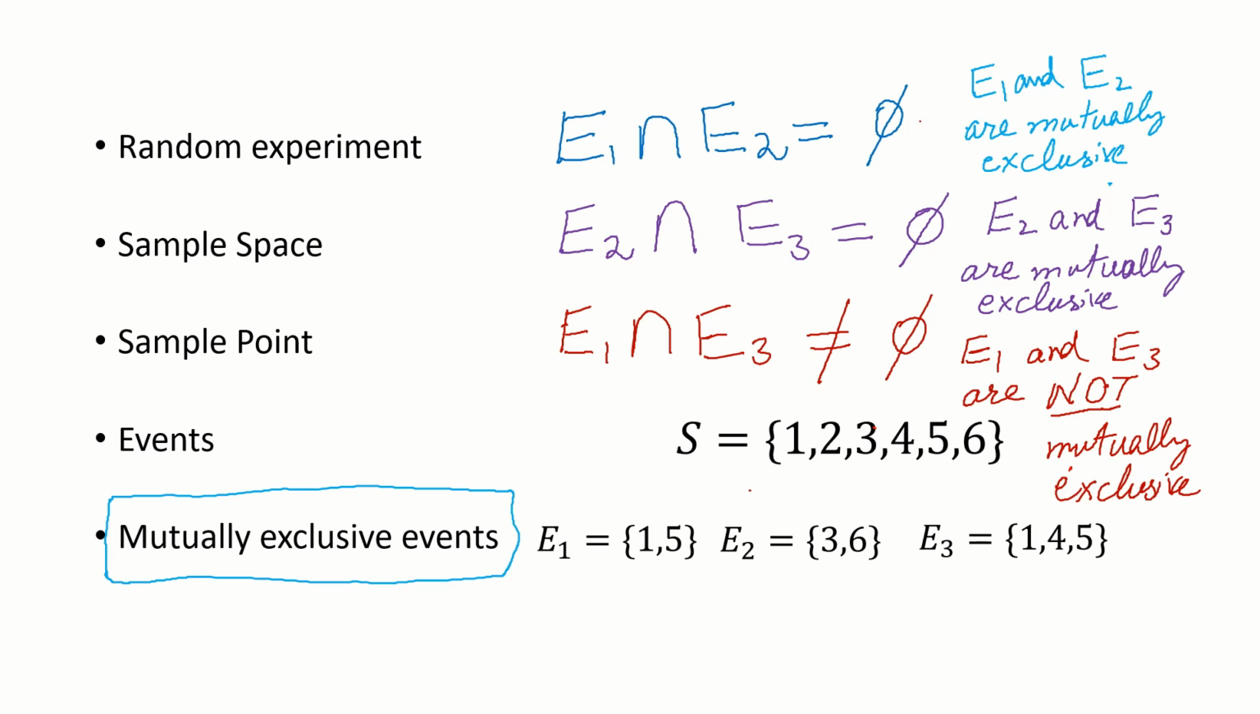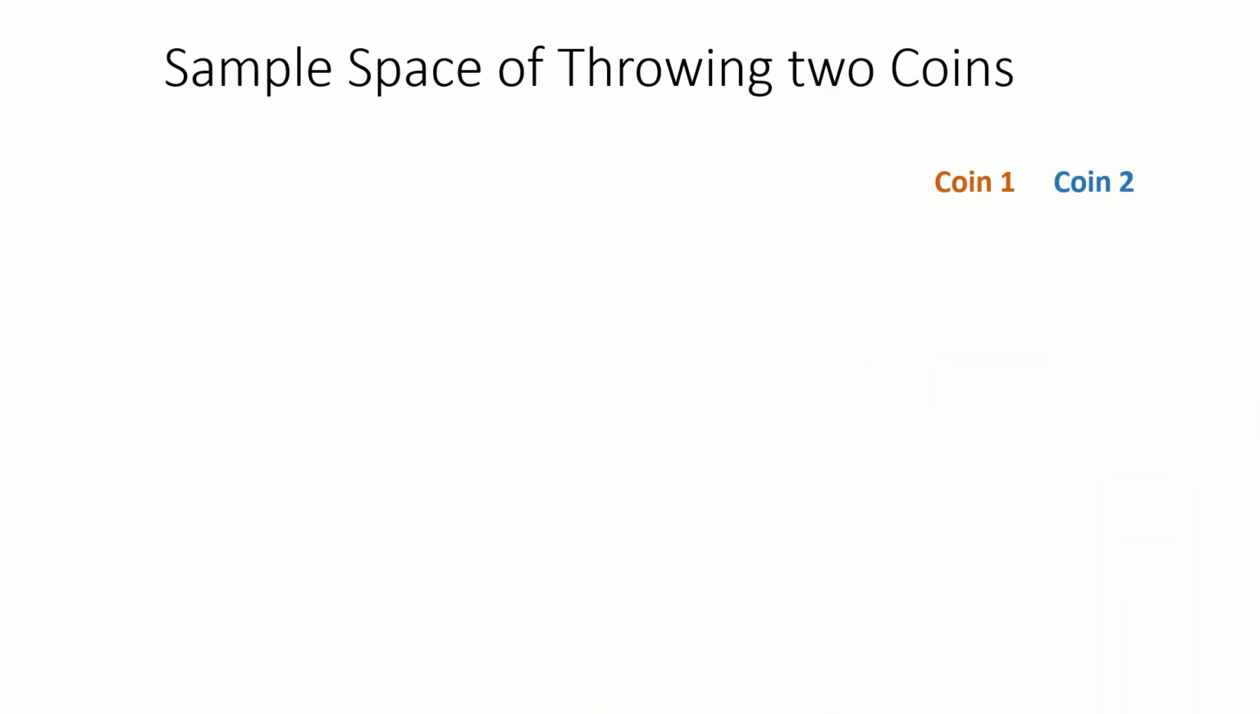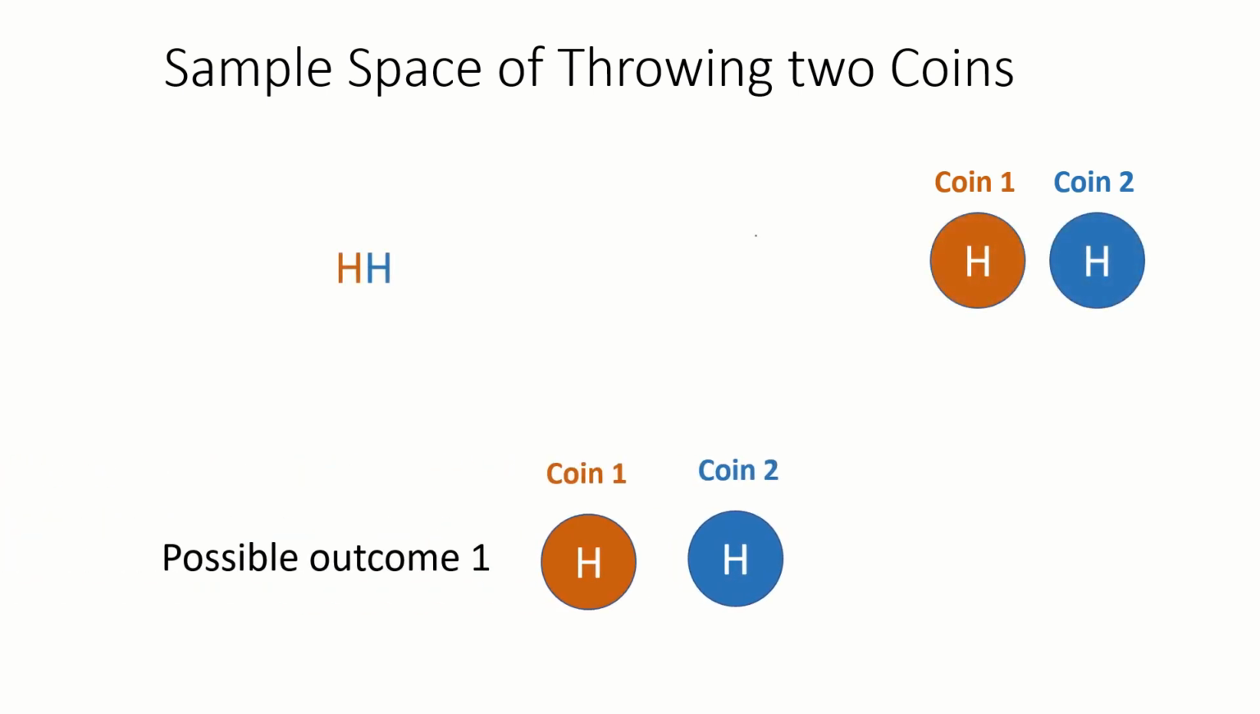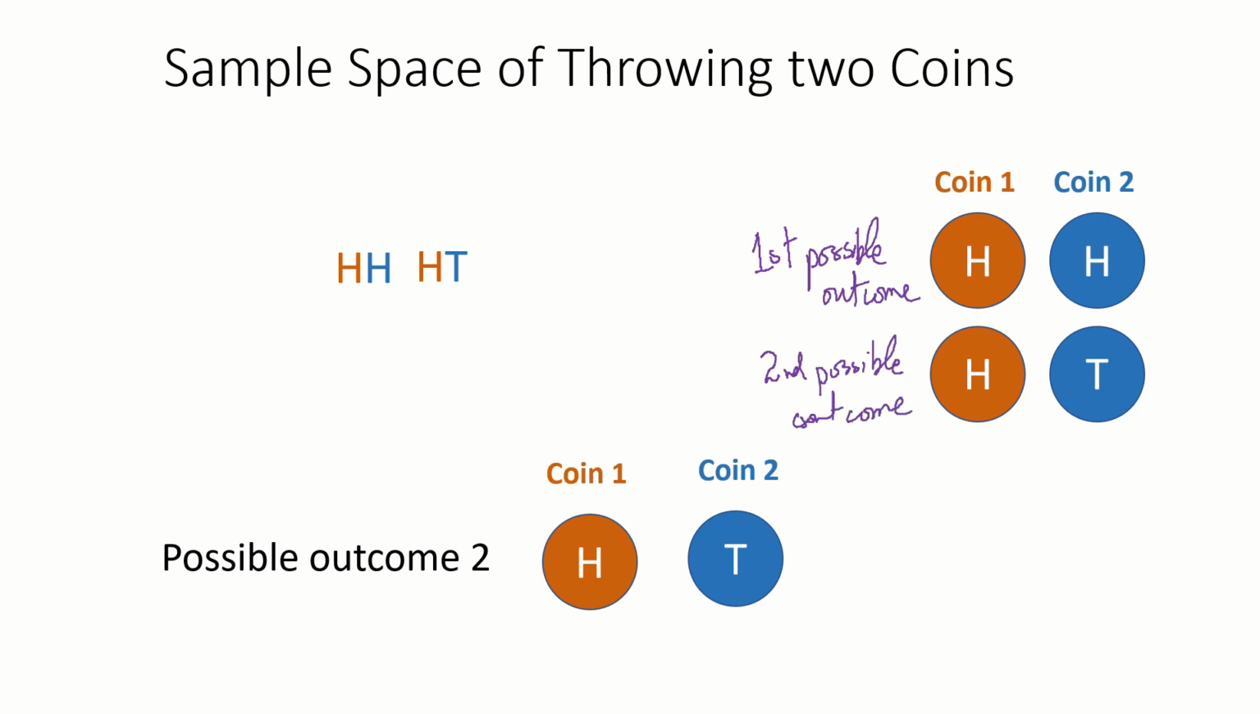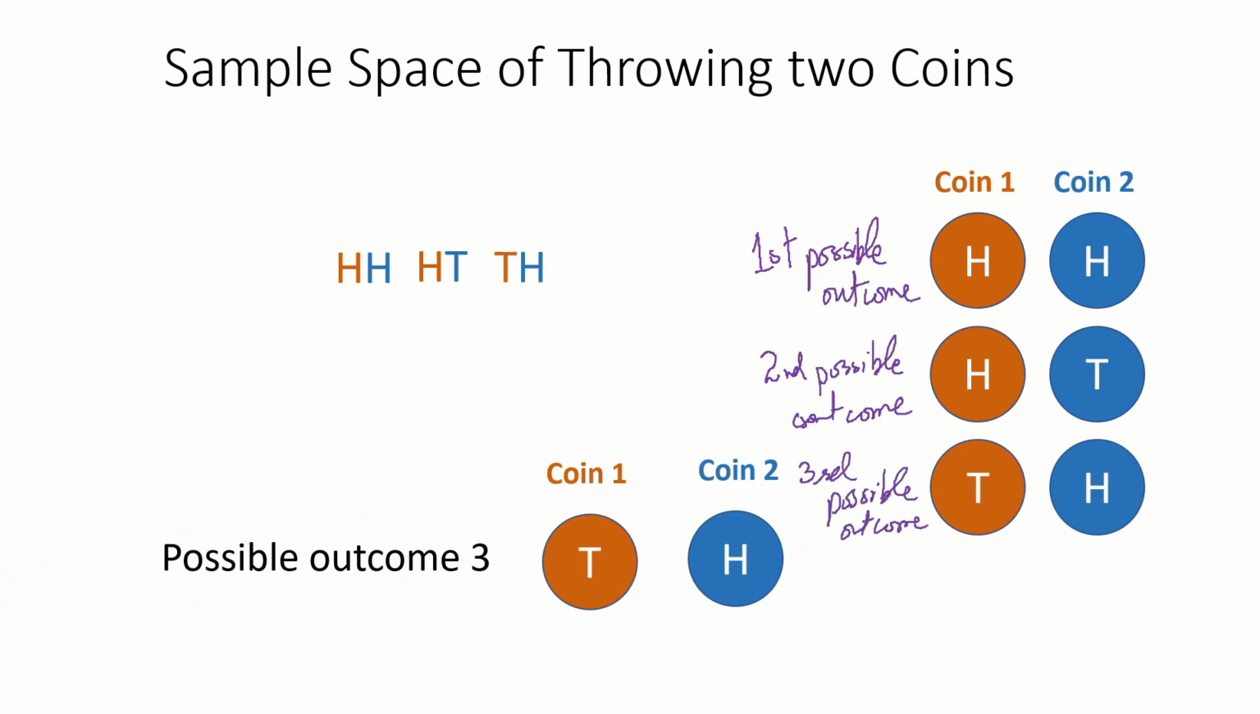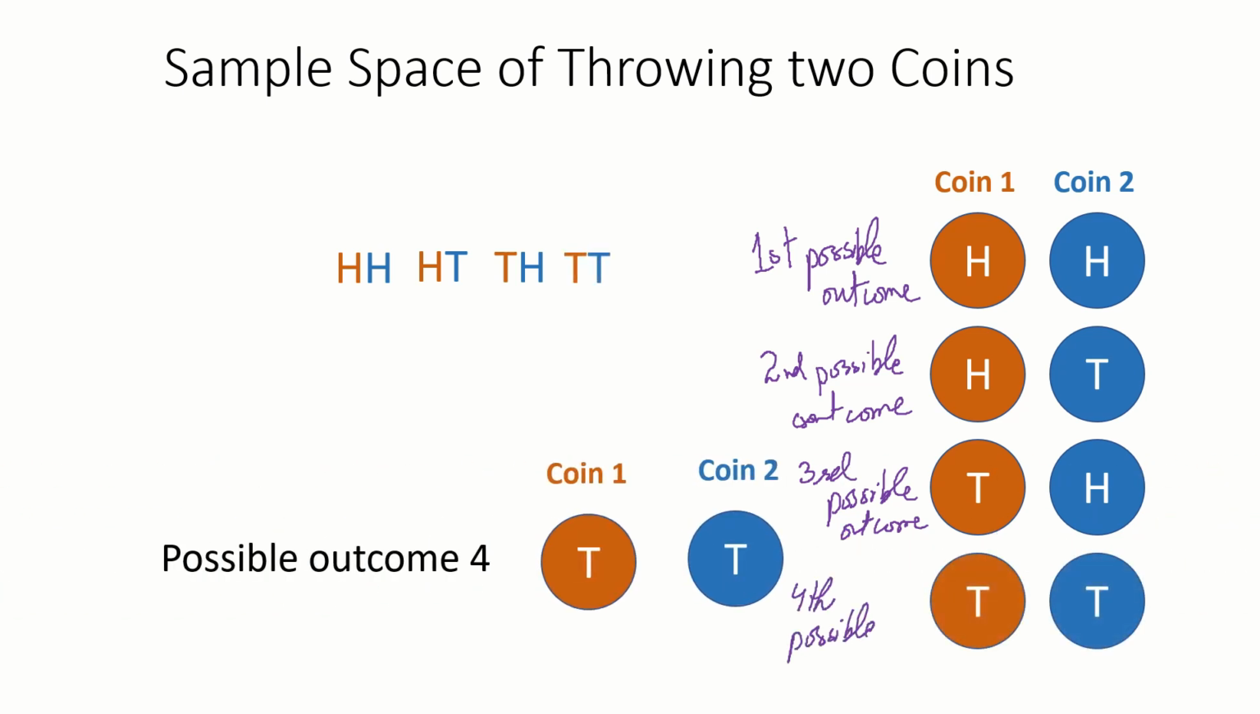Let's find out the sample space of throwing two coins at the same time. We consider throwing 2 coins as one random experiment. What are all possible outcomes? The first possibility is that both coins show up the head. The second possibility is that the first coin shows a head and the second coin shows the tail. The third possible outcome is a tail and a head. The first coin shows the tail and the second coin shows the head. And the fourth and the last possible outcome is both coins resulting in a tail.